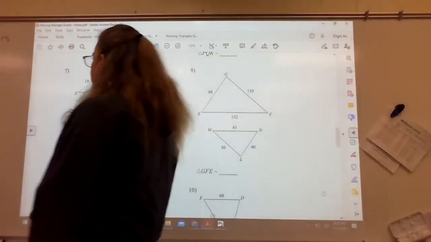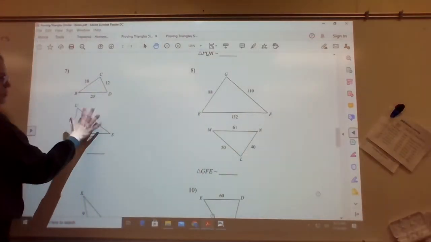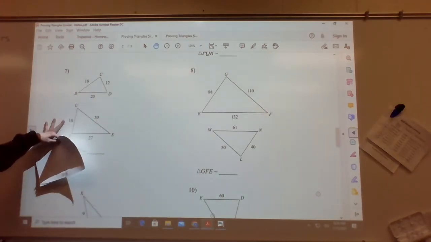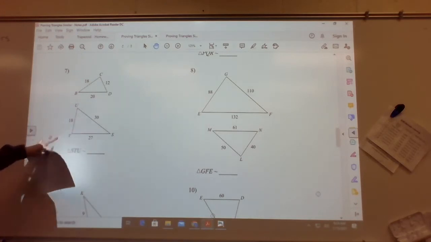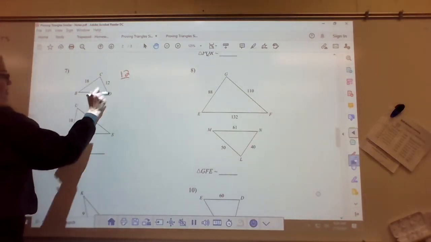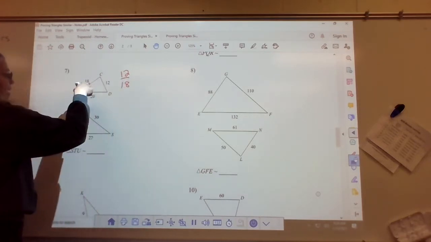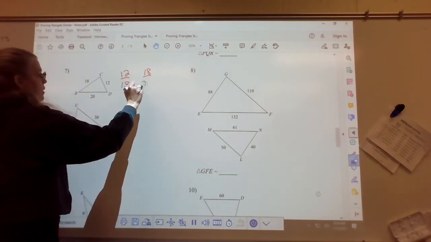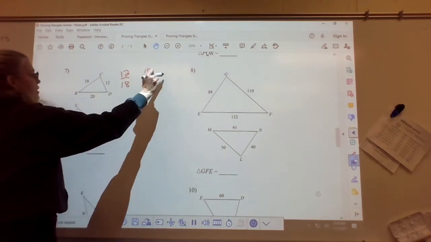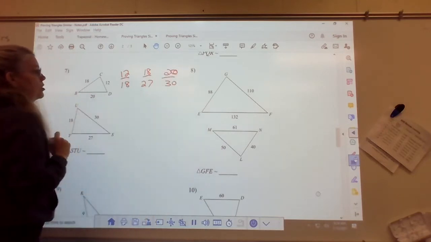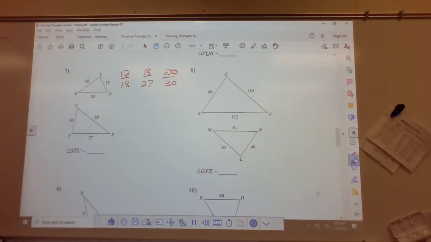So 7A, all I know are sides. So if it's going to work, it's going to have to work with side, side, side. This is definitely the longest one because you've got to check it. So 12 goes with the 18. 18 goes with the 27. 20 goes with the 30. So there's my 3 sides that I'm comparing.